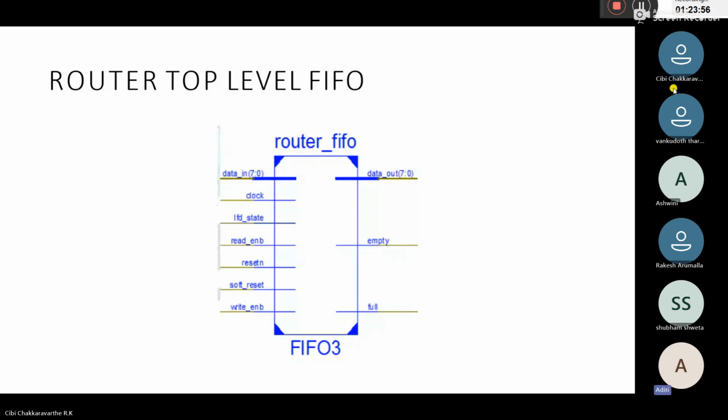Like there you use FIFO full, no? Only one FIFO full. Can you explain once? I have not understood. Okay. Right. We will go to the architecture.